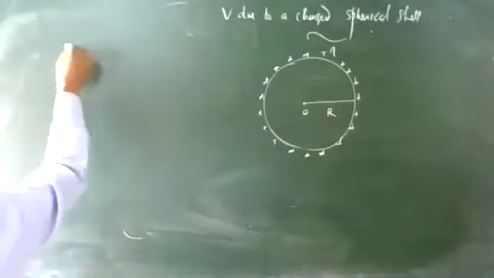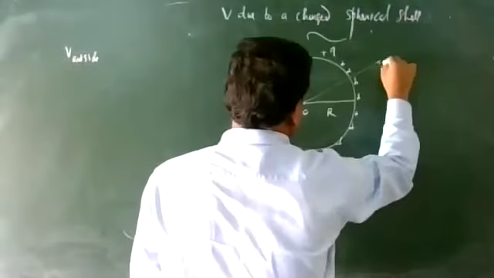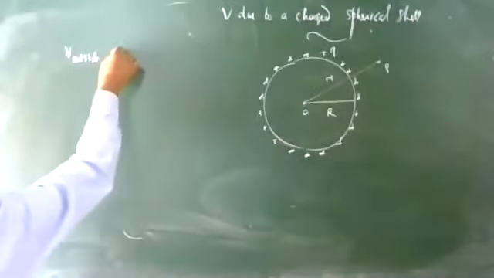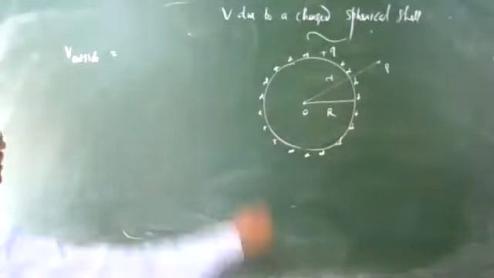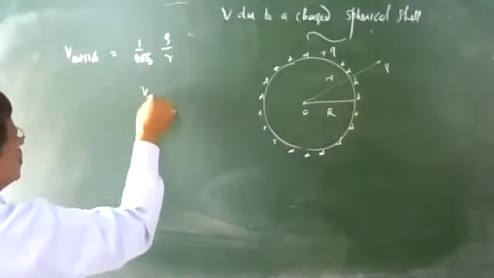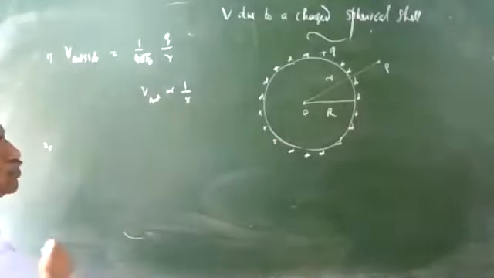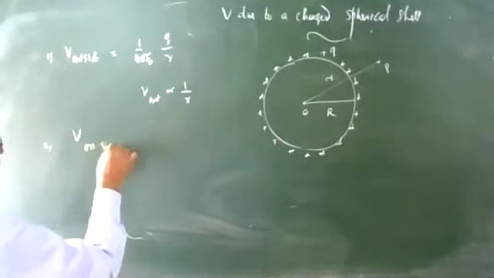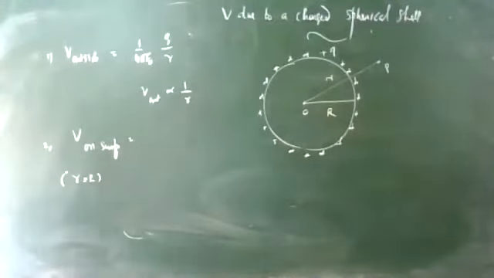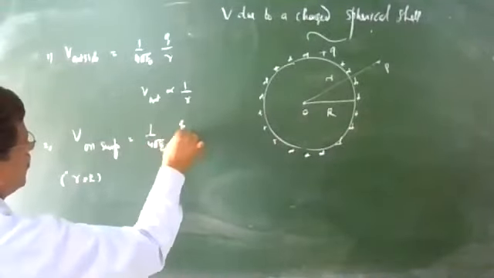Potential at any point outside: suppose we take a point P at a distance small r. Potential outside is as if the entire charge is concentrated at the center, and it is 1/4πε0 times Q divided by r. Potential V is proportional to 1 by r. That is point number 1. And if it is on the surface, small r is equal to capital R, so on the surface it is 1/4πε0 times Q divided by capital R.